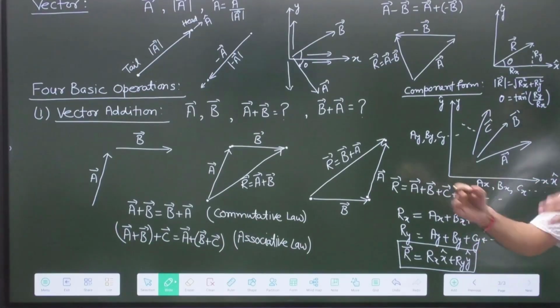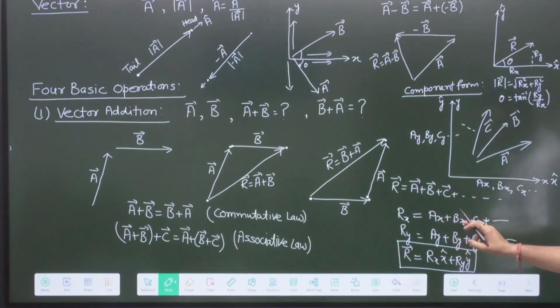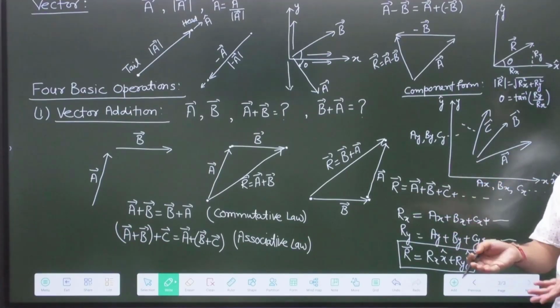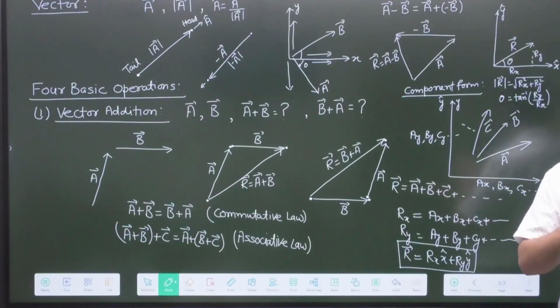Clear? Direction may be different. Whenever I am writing plus, depending on direction, if they are in same direction, you have to add. If they are in opposite direction, you have to subtract. Clear?